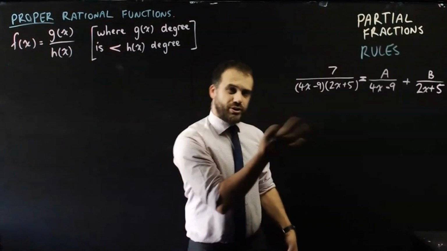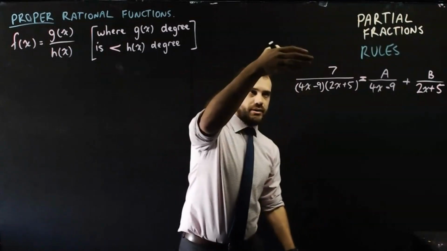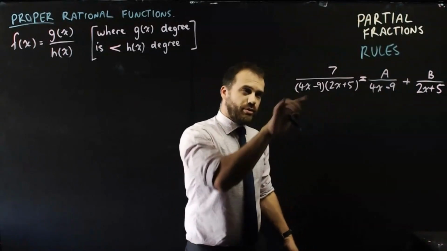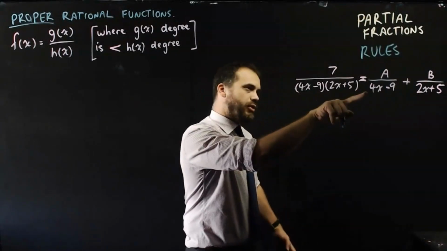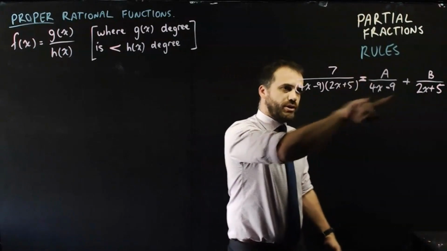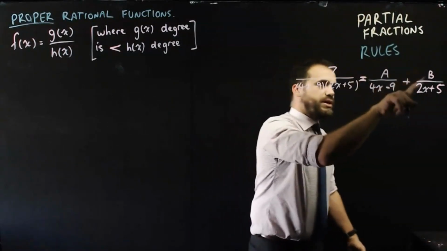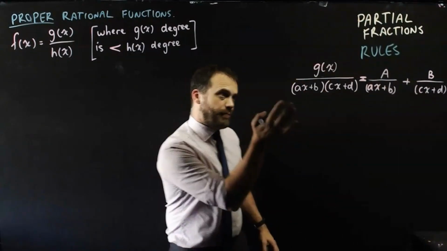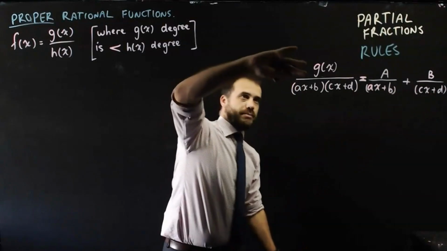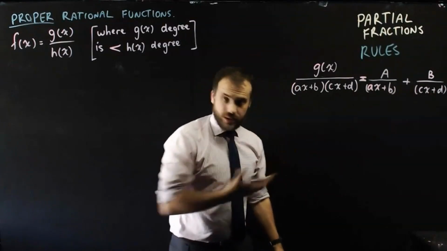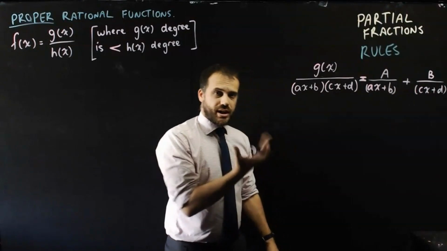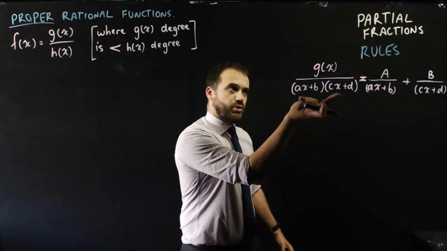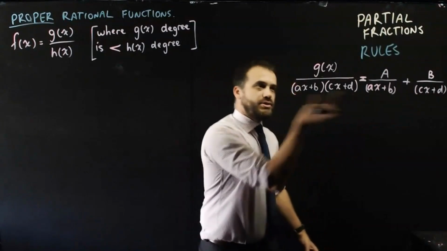So some rules to follow when doing this. If we have a number on the top or a linear function on the top, and we have a quadratic on the bottom, in factorized form here, we can write it as a over 4x minus 9, the first linear factor, plus b over 2x plus 5, the second linear factor. Now I've just taken away the numbers there and generalized it. Remember, g of x needs to either be just a number, like 5, or some linear function, ax plus b. It needs to be smaller than the thing on the bottom, and the thing on the bottom here is a quadratic. And then we can break it up into the factors.